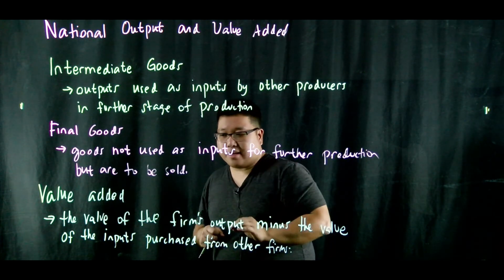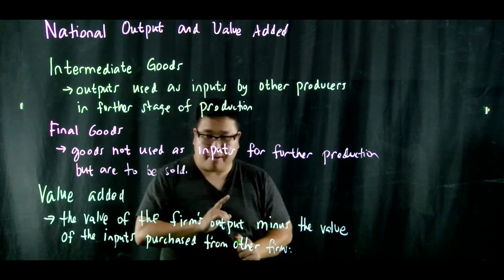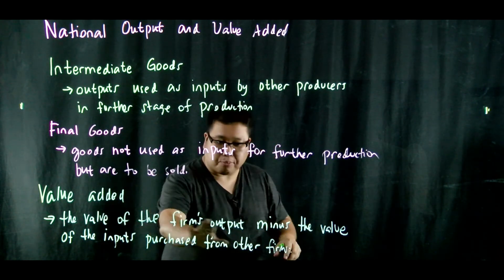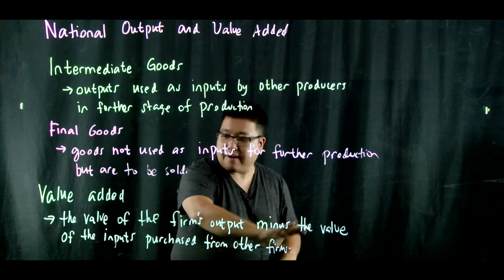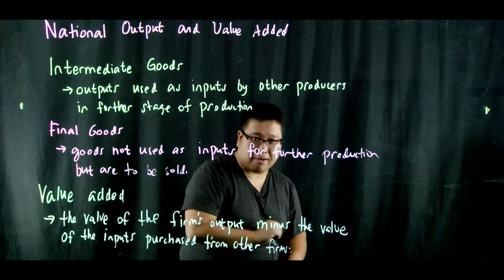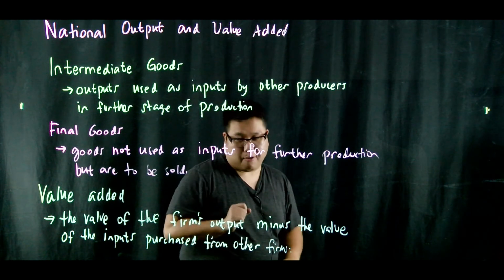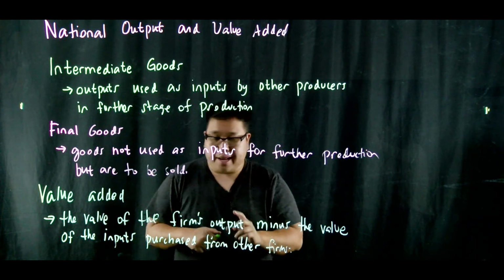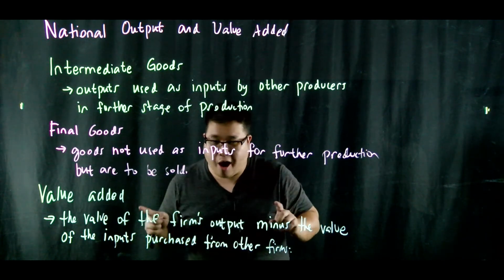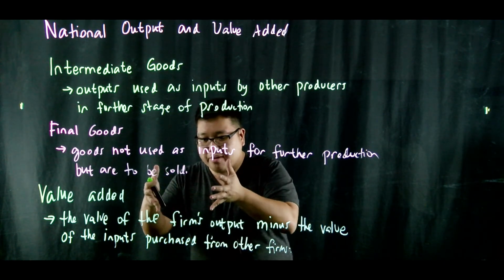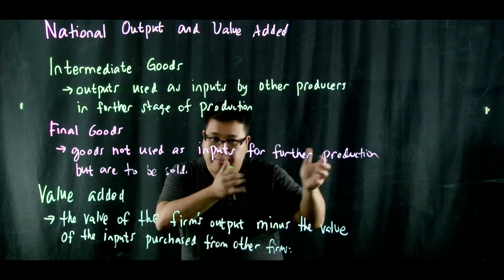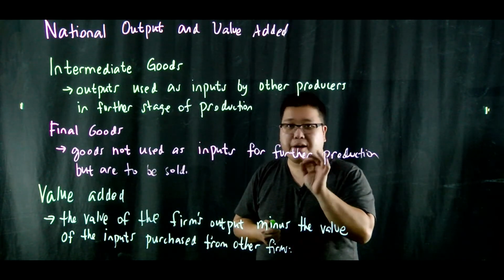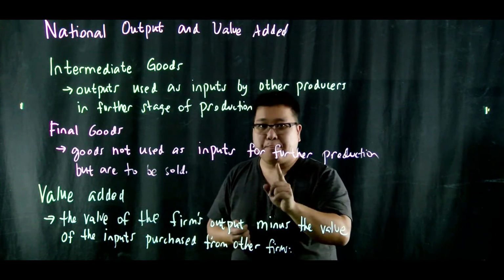Now, how do we compute value added in the economy? Value added is computed using the following approach. We compute the value of the firm's output minus the value of the inputs purchased from other firms. So that is for one firm, all right? What we're doing here is computing value added for one firm. Now, in order to compute the value added for the whole economy, you just have to compute the value added for each firm and add them up. That's how it's done.